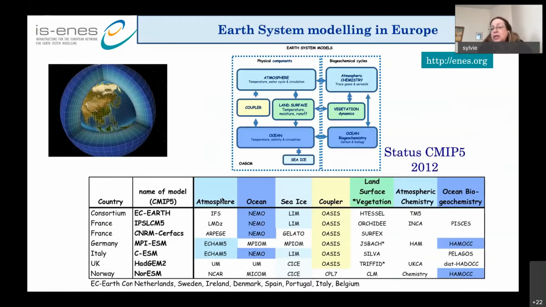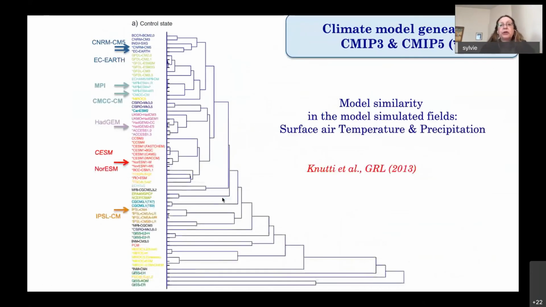Several of them share NEMO, which is a common ocean platform. Then the other components differ from one model to the other. An analysis that has been done by Knutti on CMIP5 is interesting. It shows you the range of different models on the left. Some are for CMIP3, some are with a star for CMIP5, and I have emphasized the European ones.